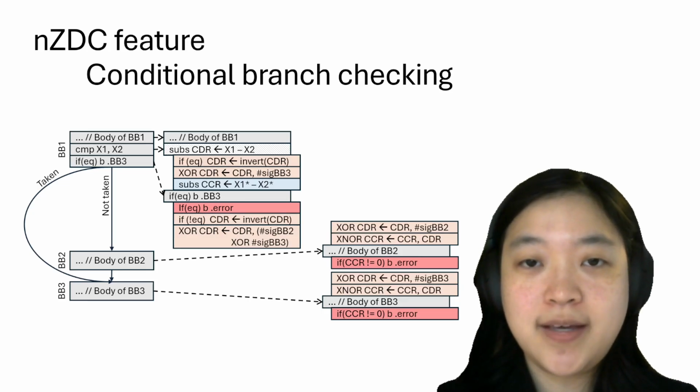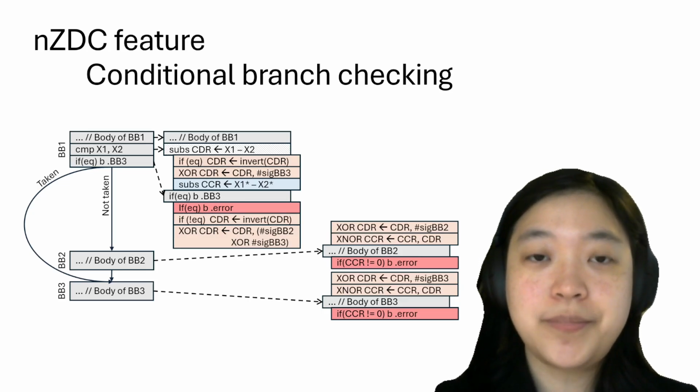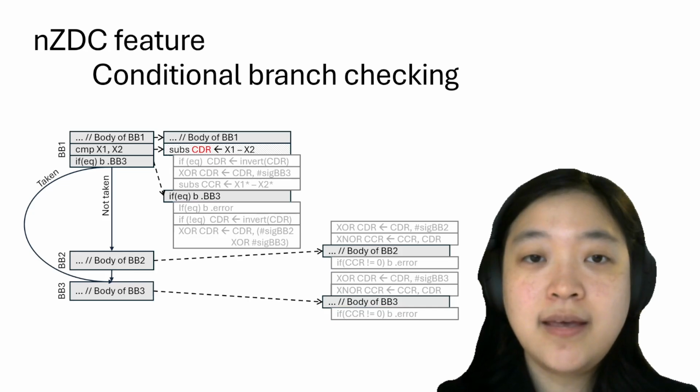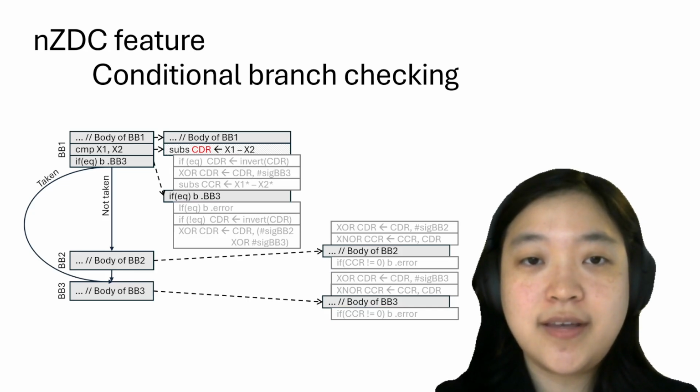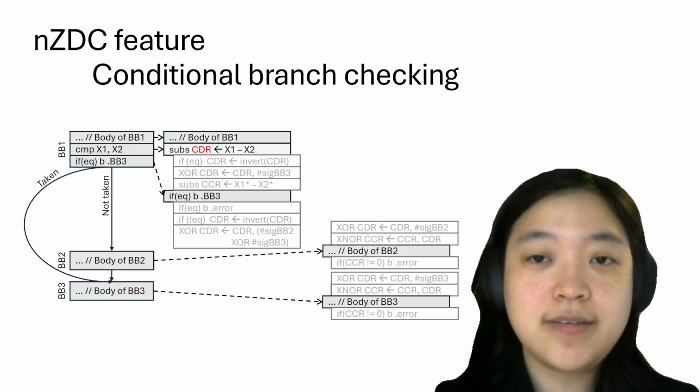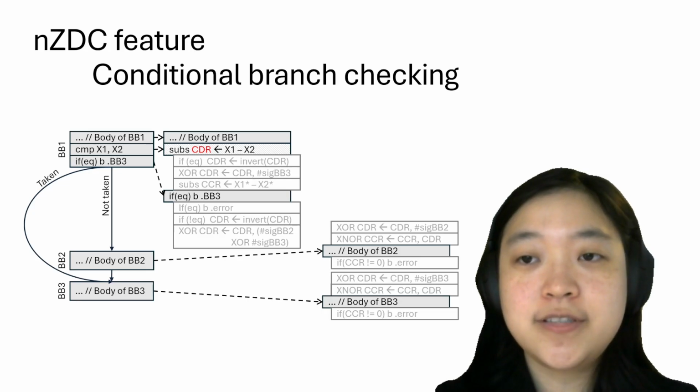This is a bit complicated, so I will explain it step by step. Conditional branches are taken or not taken based on the value of condition flags, and the compare instruction is usually used to set up that flag. First, this compare instruction is substituted with the subs instruction, where the result of the subtraction is recorded in an additional register called CDR.